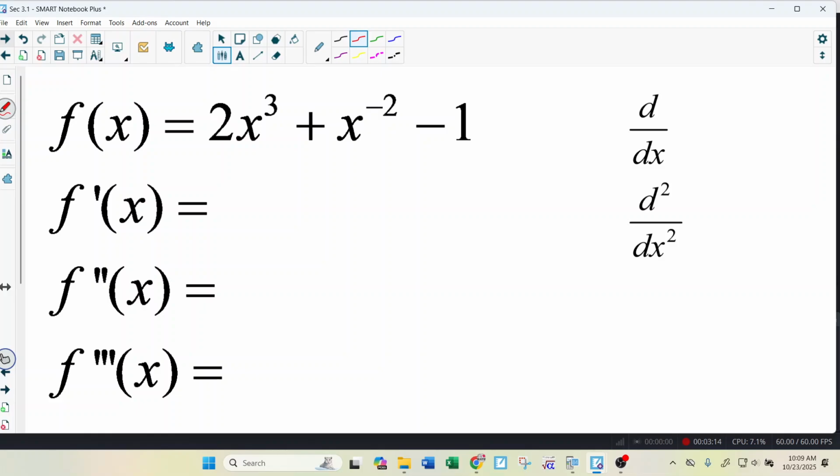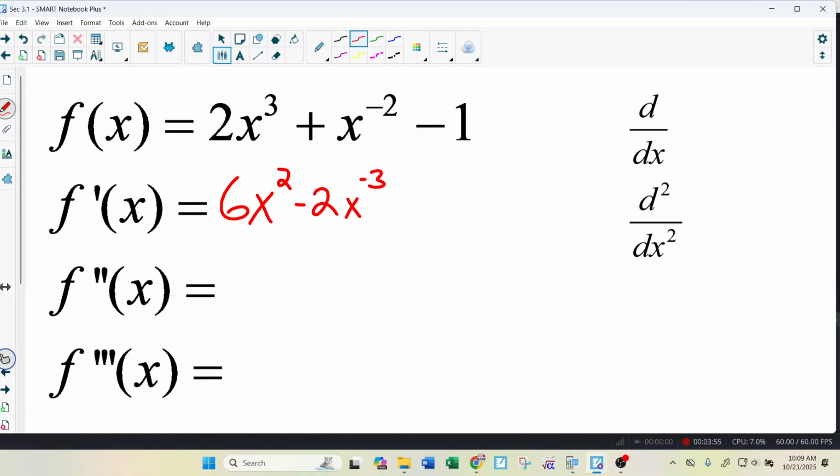Yeah. Okay, so let's look at our derivative. So what would be the first derivative? You would bring down the 3, 6x squared. If you have a negative 2, I bring down the negative 2, and then what would my exponent be? So you bring down the exponent and you subtract 1. So what is negative 2 minus 1? Negative 3. And then minus 1 goes to 0.